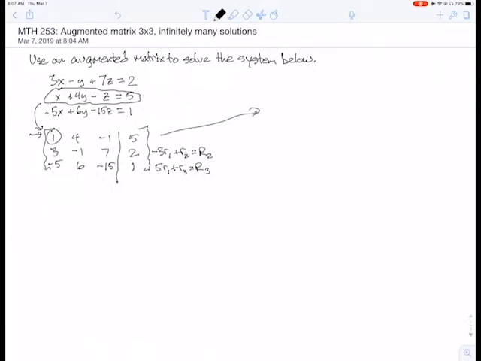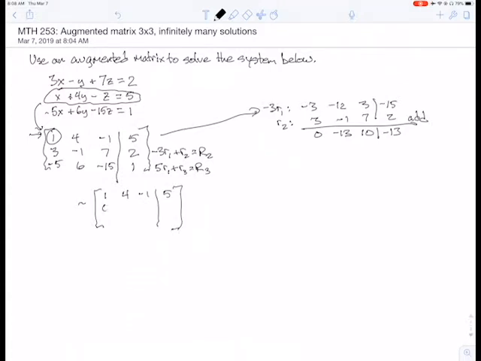So to do the minus 3 times row 1, that'll be minus 3, minus 12, 3, and minus 15. And row 2 has 3, minus 1, 7, and 2. And so when I add, I'm going to get 0, negative 13, 10, and negative 13. And so when I write my next form for the augmented matrix, the first row stays the same, 1, 4, minus 1, 5. And my new second row is 0, minus 13, 10, minus 13.